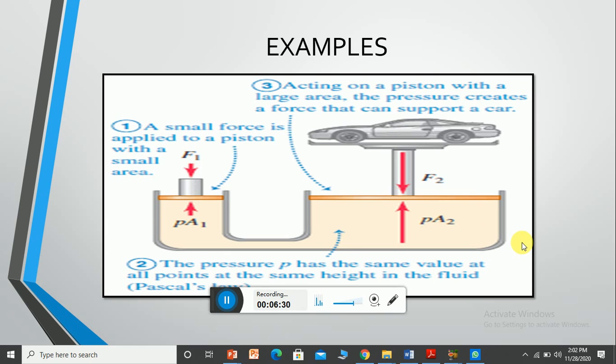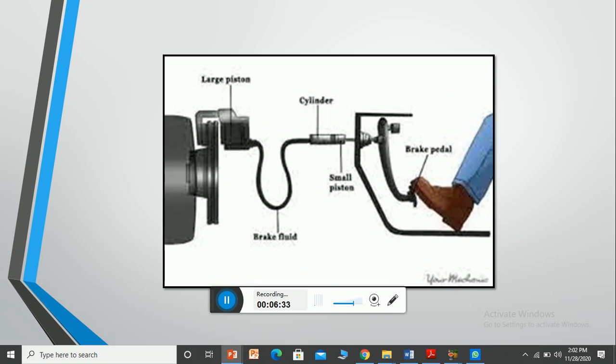Now come towards the next example, and that is the example of the brake. We use this brake every day. As you know, in our vehicles we use fluids: for the engine we use engine oil, there is brake oil, gear oil, steering oil. So definitely brake oil is one example, and brake oil is a liquid.